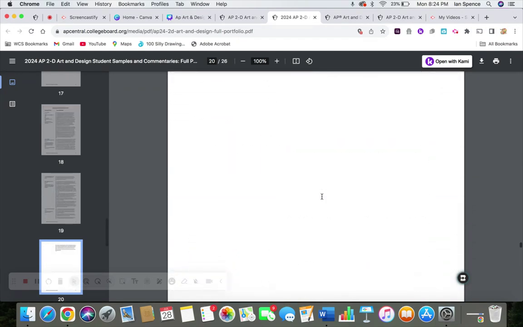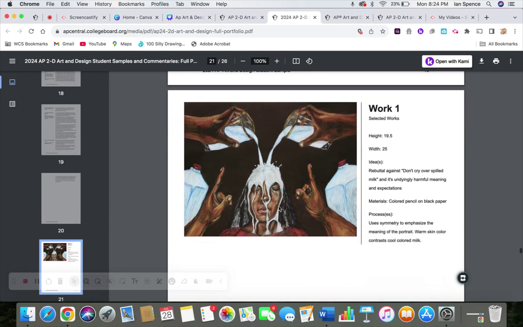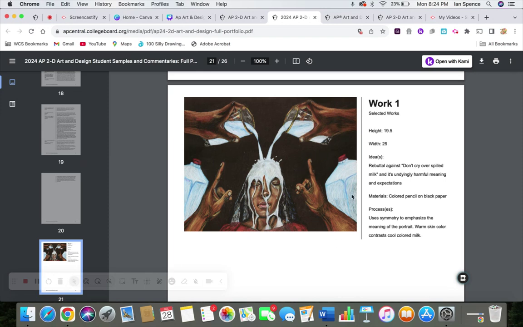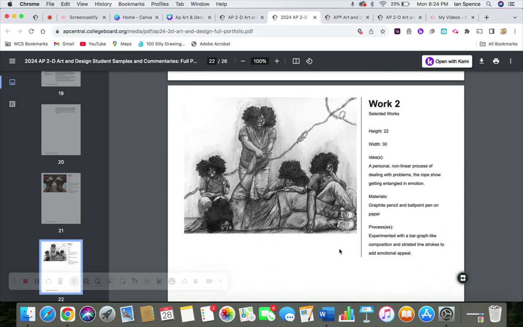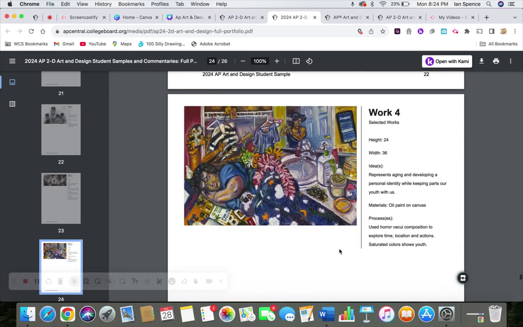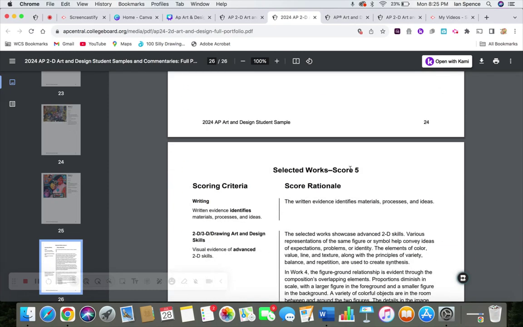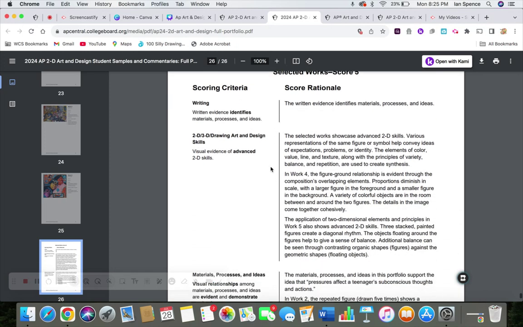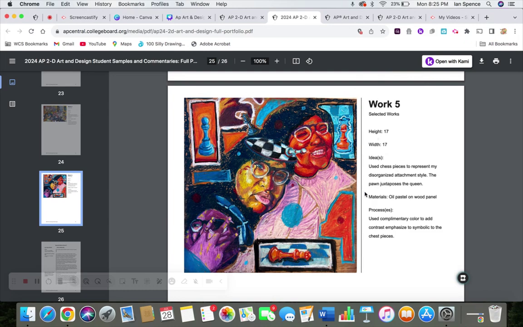And then the selected works, which is the 5 images, they just use the same works from the sustained investigation, which they could because there are 2 completely different AP readers. And they scored well on this too. And they scored a 5. And I guess I should go back and show you. You're explaining the ideas more here, still explaining the materials and processes.